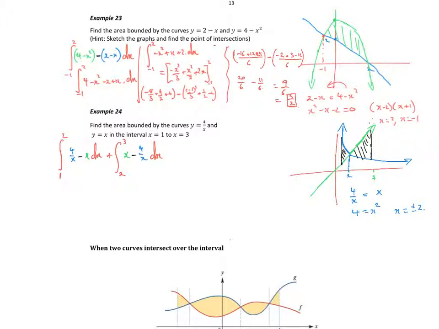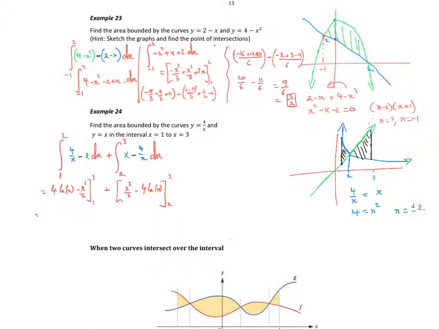Okay, so hopefully you can see how we've got that area split up. So now we can just work out our two separate integrals. So 4 on x is 4 natural log of x minus x to the 2 on 2, evaluated between 2 and 1, plus the same antiderivative, except this time I've got x to the 2 on 2 minus 4 natural log of x, evaluated between 2 and 3.